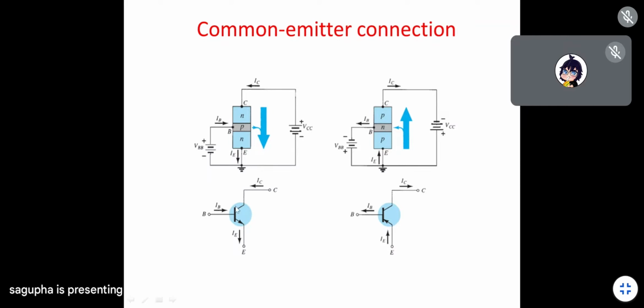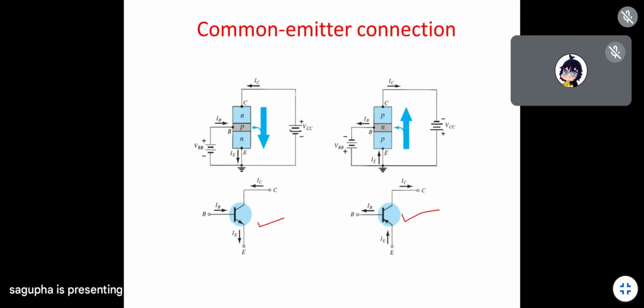Coming here, this is the common emitter configuration. Tell me, this is which type of transistor, NPN or PNP? You can see my cursor? NPN. And this is PNP, okay? This is NPN transistor, this is PNP transistor. All of you got it? Yes, ma'am.